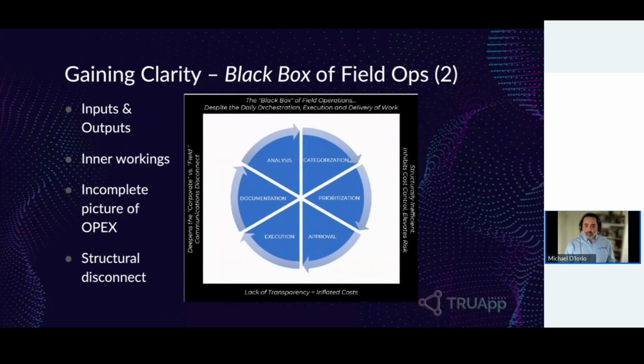Yet no one in the organization has been able to see the complete inner workings within each of these individual inputs and outputs, let alone how all of them interconnect. So this leaves even the best producers with the best technology and talent operating with an incomplete picture of OpEx, and it's typically littered with unnecessary costs.